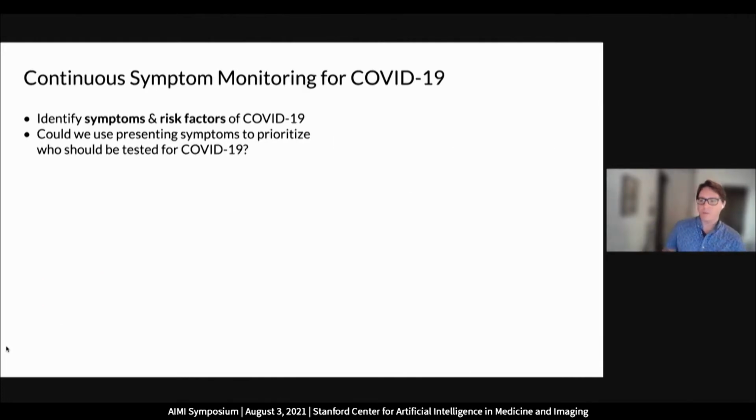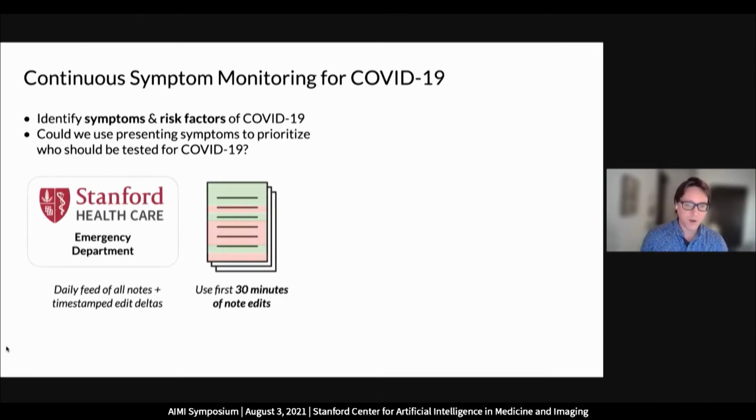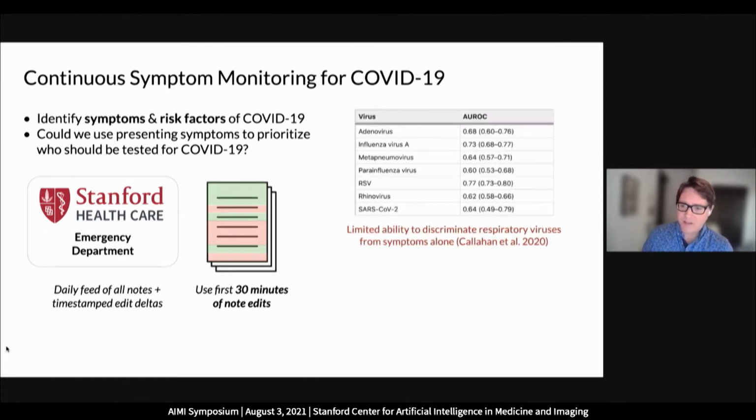And so this reusable pipeline had a lot of advantages, particularly at the beginning of the COVID pandemic, when we had a lot of unknowns and questions around COVID-19 symptoms. And so we initially had this idea that maybe we could monitor symptoms and perhaps find a way to prioritize individuals that should be tested for COVID-19. So what we set up is a data feed from all Stanford emergency departments, and then looked at the first 30 minutes of anyone presenting to the ED to see what symptoms they disclosed and talked about with the doctor. And what we found, as we built a symptom tagger to analyze this, is that we actually had little ability to discriminate respiratory viruses from COVID-19, which is unfortunate from the medical side.